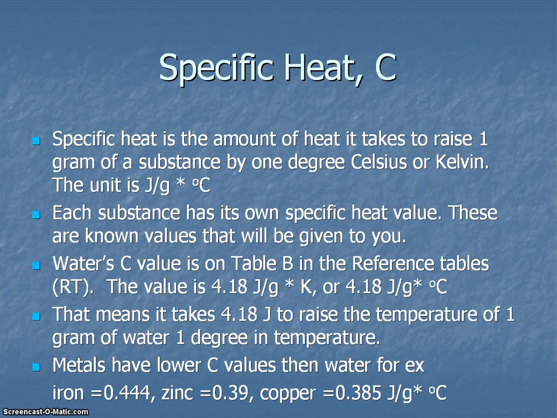Okay, now you don't have to write this down. Pay attention for a second here. Specific heat is C. All right, that's our value. Now, what specific heat is, by definition, is the amount of heat it takes to raise 1 gram of a substance, any substance, by 1 degree Celsius. So it's how much heat am I going to need to raise this 1 gram by 1 degree? Right? The unit is joules per gram times degrees C. So each substance has its own specific heat value. Okay, these are known values that we've given to you. You don't have to magically know these. Every substance has its own value.